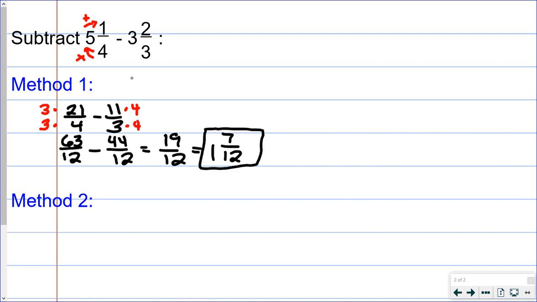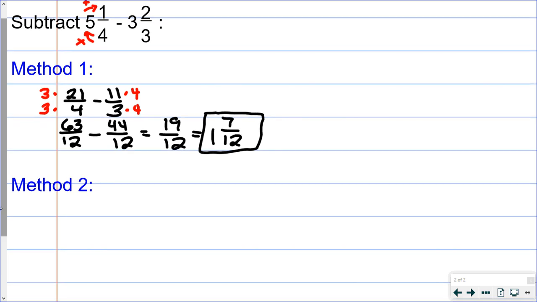All right, so this method always works without any special tricks. Method 2 requires a trick, okay? If you learn the trick, method 2 is the easier way to go. So I would encourage you to try to learn this method. So 5 and 1/4 minus 3 and 2/3.